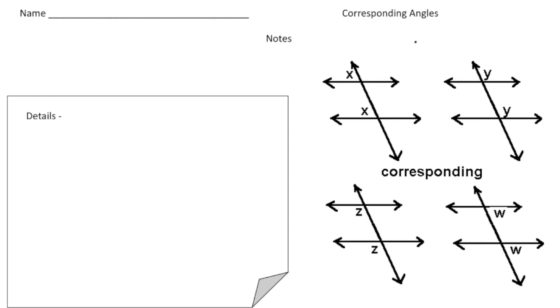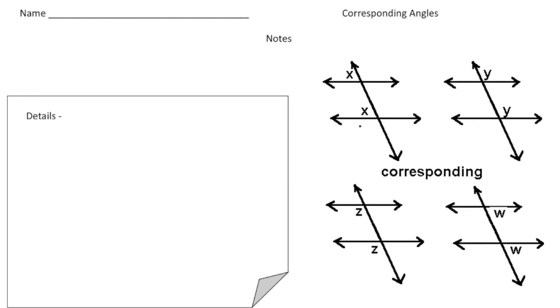The first 2 pages of your notes are going to be notes with me, and then there'll be some problems for you to try, and then at the end you can see how you did. All right, so take a look over here on the right hand side of the first page, and angles x and x, y and y, z and z, and w are all pairs of corresponding angles.